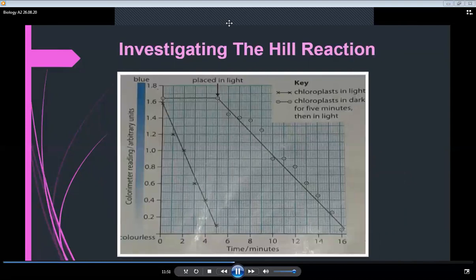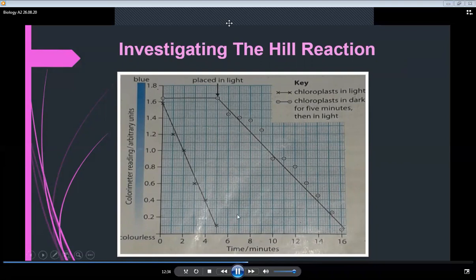This is what we can do. As I said earlier, the rate of loss of blue color is a measure of the effect of the factor being investigated, either light intensity or the wavelength of light, on the chloroplast activity. Remember that the rate of loss of blue color can be measured using a calorimeter, or we can measure it by matching those tubes against some known concentration of DCPIP solution. So this is how we can calculate the rate of loss of blue color.